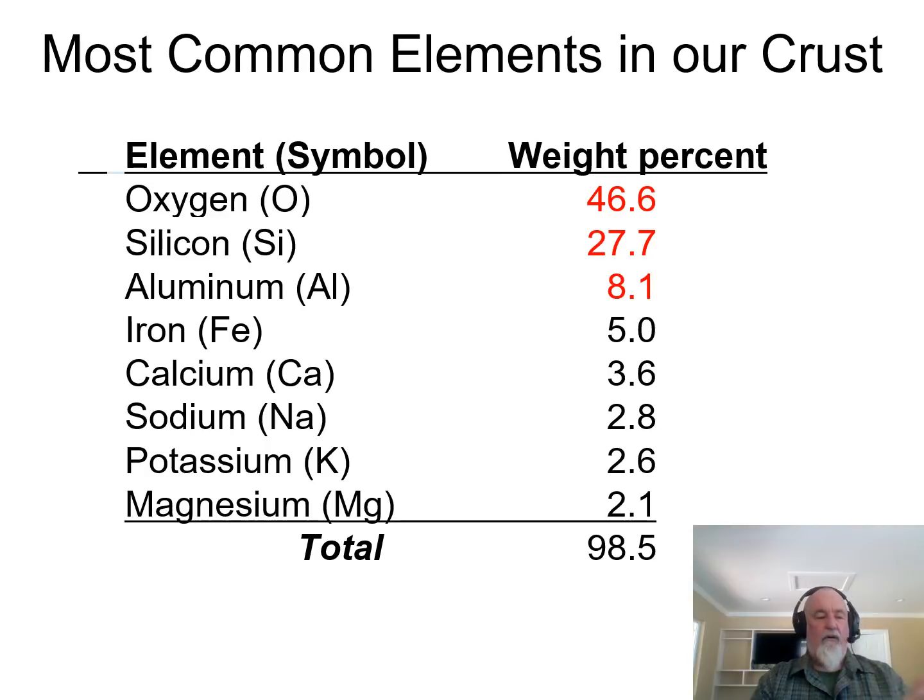So the most common elements in our crust. A lot of people are not aware that the most common element or atom that makes up the minerals and the rocks of our crust is oxygen. Almost half of the typical rock or mineral is made up of oxygen. Look at that, 46.6%, followed by silicon and then aluminum. So oxygen, silicon, aluminum, the 3 most common elements in our crust, followed by things like iron and calcium, sodium, potassium, magnesium, etc. And again, just those 8 make up 98.5% of the elements in the crust.